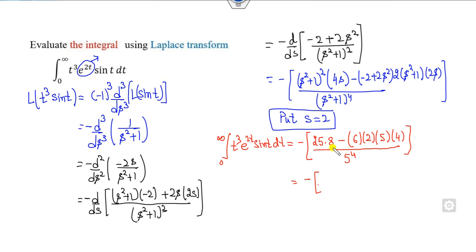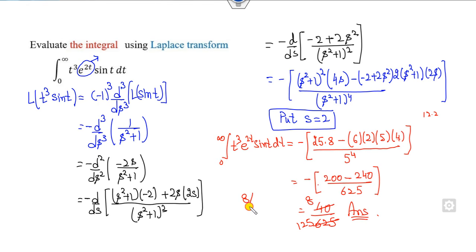So that will be 200, 12 into 20 that is 240, divided by 625. So that is 40 divided by 625 is the right answer of this problem. You can cancel with respect to 5, so the answer is 8 over 125, which is the correct answer.